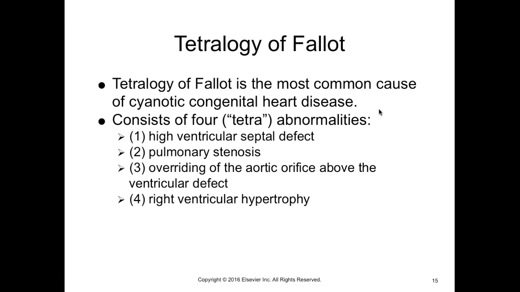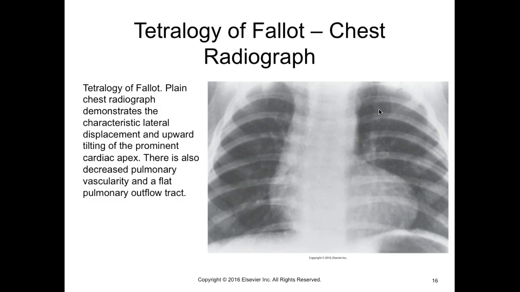Tetralogy of Fallot is most common cause of cyanotic congenital heart disease. So remember what cyanosis is, so the blue color. It consists of 4 tetra abnormalities. So this is an important thing. So it has high ventricle septal defect, has pulmonary stenosis, it has overriding of the aortic orifice above the ventricular defect, and a right ventricular hypertrophy.